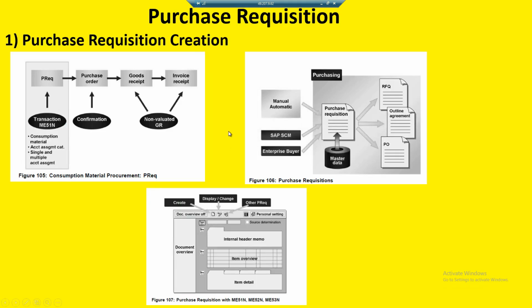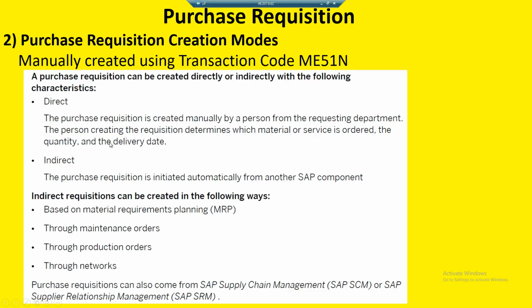How will we create a purchase requisition? The purchase requisition can be created manually using transaction code ME51N. That is called direct purchase requisition. Indirect means the purchase requisition is initiated automatically from another SAP component.